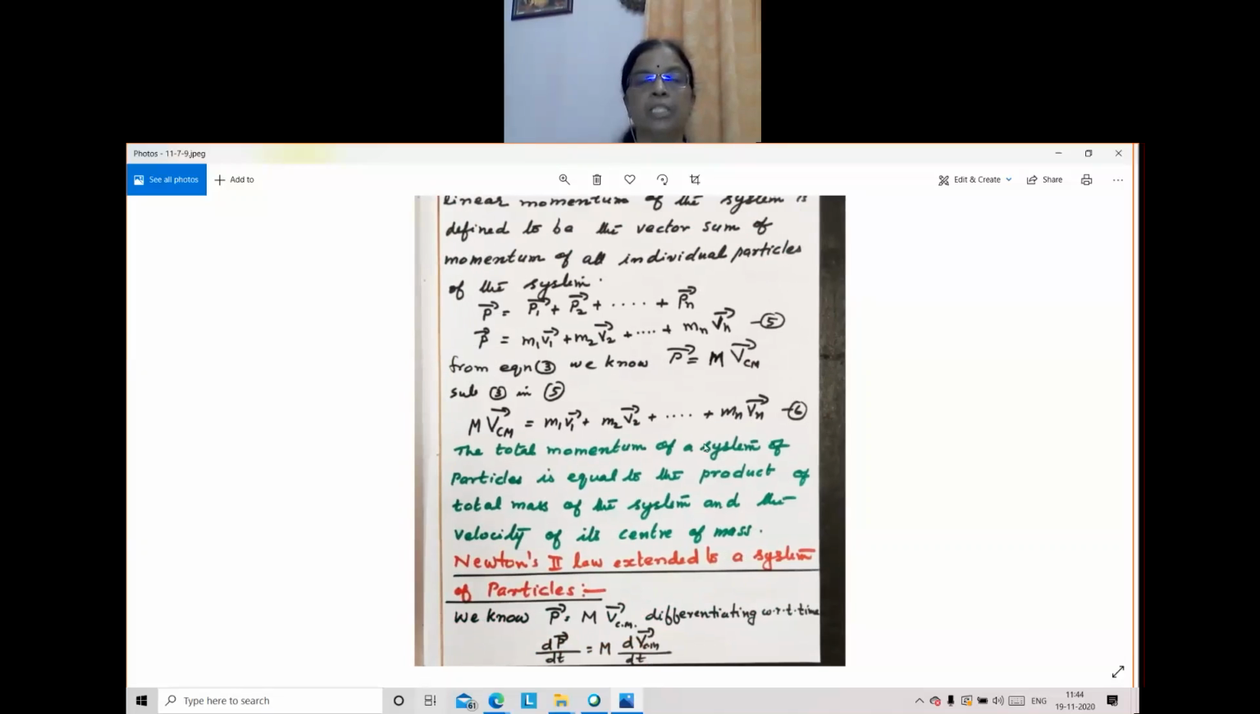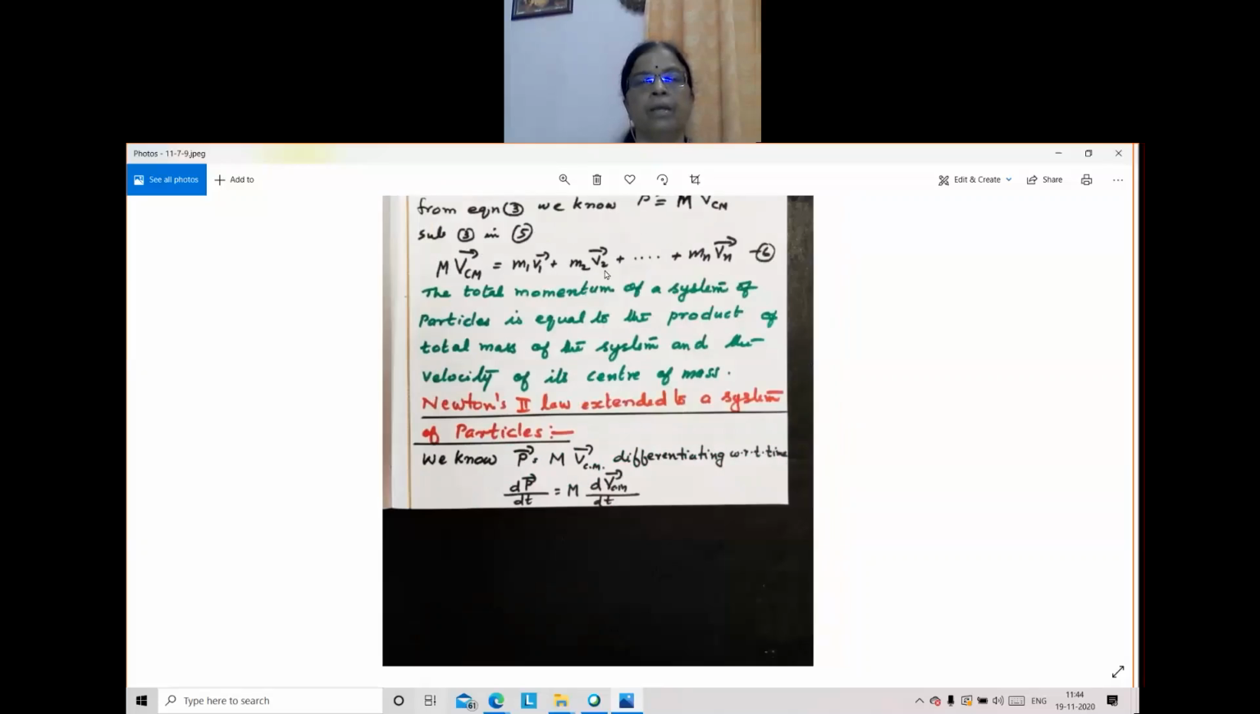The total momentum of the system of particles is equal to, this is how you read this, the product of the total mass of the system of particles and the velocity of the center of mass. For a system, what is the total momentum? Actually, we have to find the momentum of all the particles of the system and add them. Instead of that, we find the product of the total mass of the system and multiply it with the velocity of the center of mass. That will give the same effect. The total momentum of the system of particles is equal to the product of the total mass of the system and the velocity of its center of mass.